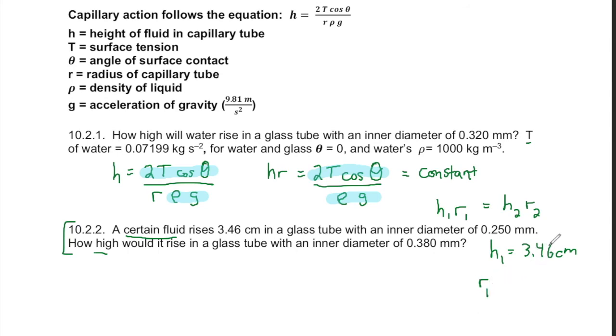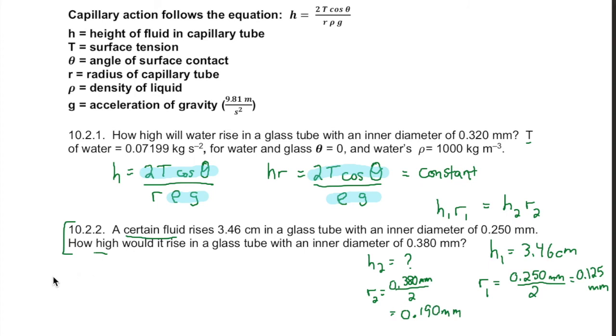So the first scenario has a height of 3.46 centimeters with a radius of 0.250 millimeters over 2, because this is the diameter. So it's 0.125 millimeters. And then the H2 is what we don't know, and the R2 is 0.380 millimeters over 2, which is 0.190 millimeters. So this problem becomes even simpler to set up.